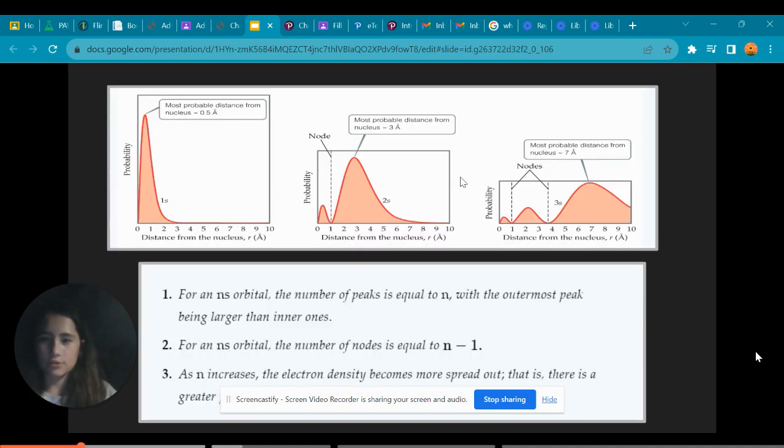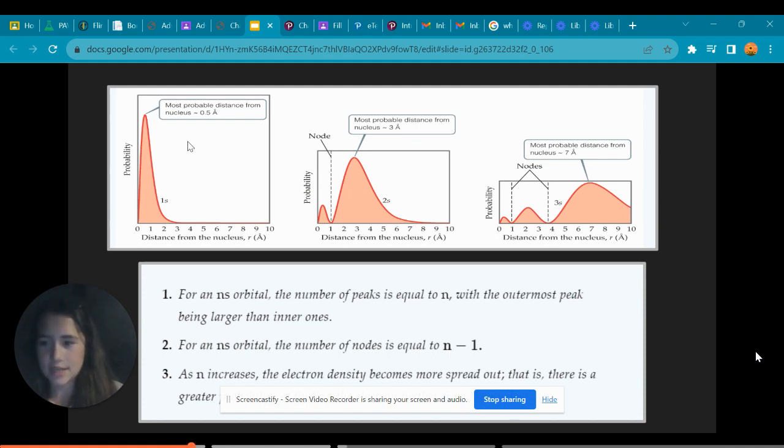So the way you measure electron density is through the radial probability function. You can see that the n number on an s orbital is going to be the number of peaks that you see on the graph. So for 3s, there'd be 3 peaks. For 2s, there'd be 2, and for 1s, there'd be 1. The number of nodes, which is just the dips in the graph, is going to be equal to n minus 1. So for 3s, it would be 2 nodes, and for 1s, there'd be 0, and for 2s, there'd be 1.